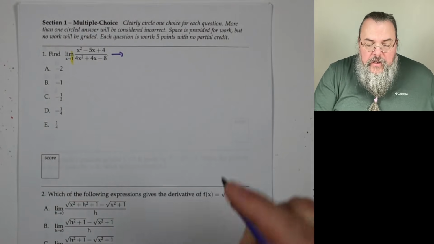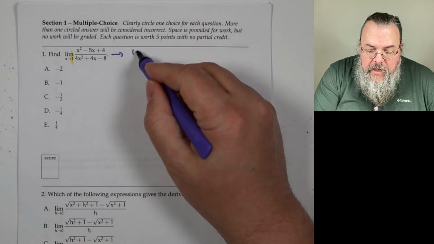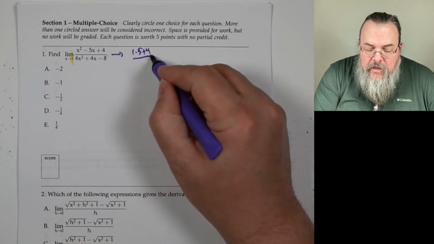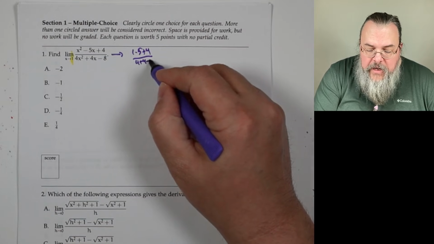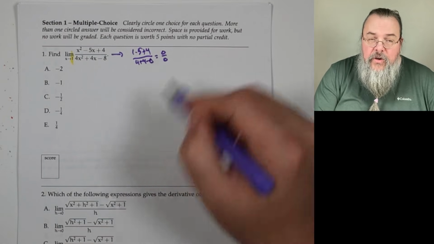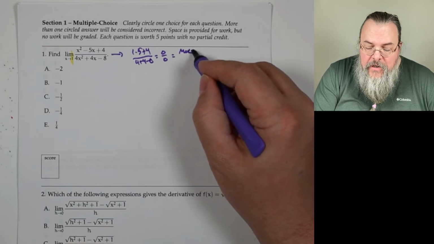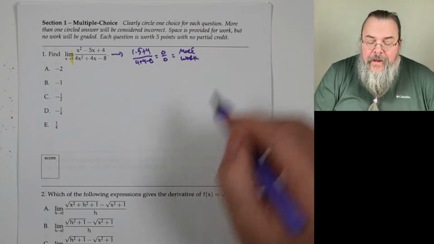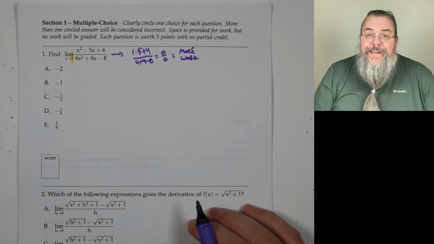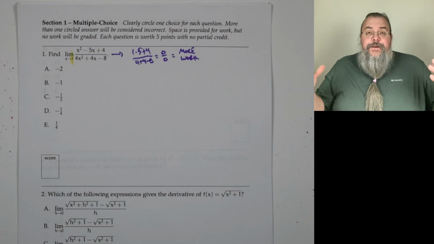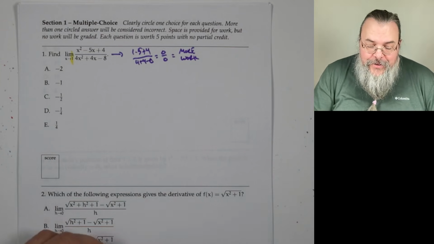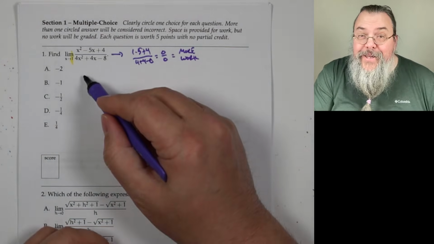Well, upstairs we'll get 1 minus 5 plus 4. Downstairs, 4 plus 4 minus 8, 0 over 0, which equals more work. More work. Well, what are we going to do? Now, we could do it algebraically, but hey, we have one of our favorite tools. Ah, l'hôpital, mon ami.